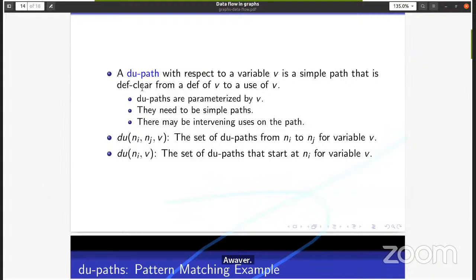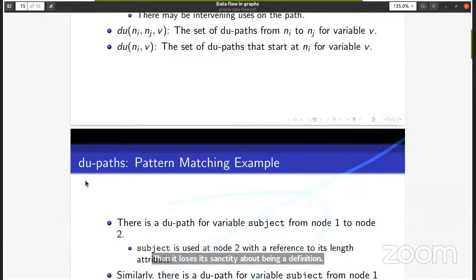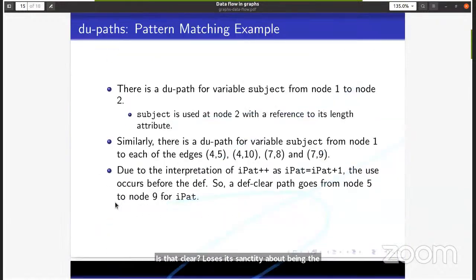So a DU path is a path that starts from a definition of a variable to the use of a variable, and it satisfies a few other conditions. It's a simple path, and along the way, there are no other definitions of the same variable. There can be uses of the variable, but the variable is not redefined. Why is it not redefined along the way? Then it loses its sanctity about being a definition. Is that clear? So this is what a DU path means.